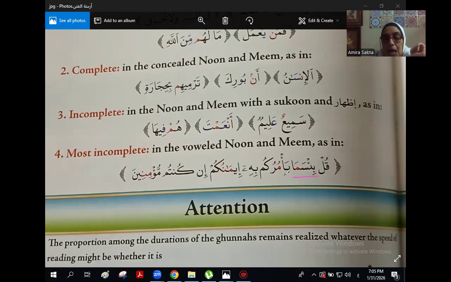بِسَمَا, يَأْمُرُكُمْ, mu, إِيمَانُكُمْ. This is the most incomplete duration for the غنة when the noon or meme are having haraka. مؤمنين, meme with kasra and noon with kasra. مؤمنين, because my dear sister, when the Arabic letter has any short vowel, fatha or dhamma or kasra, the duration to pronounce this letter is the duration of the haraka, of the fatha or the dhamma or kasra.